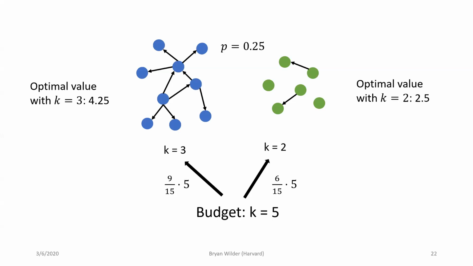And so now I'll have associated constraints for each group. I'll say that regardless of what solution I pick, the blue group has to get at least that 4.25 expected influence, and the green group has to get at least 2.5. So they can't be worse off in the combined intervention than they would have been individually if they just got their own share.